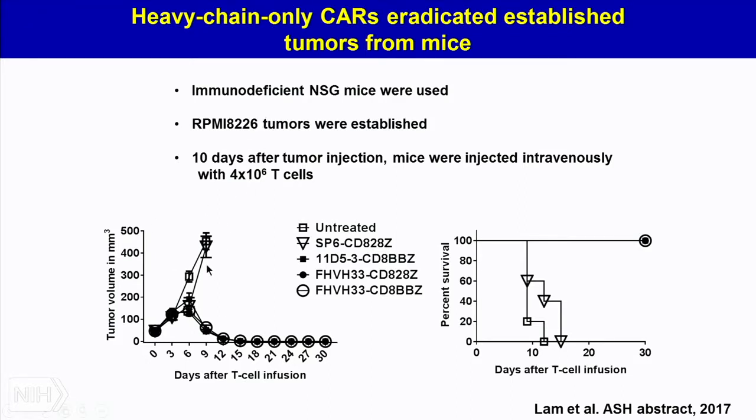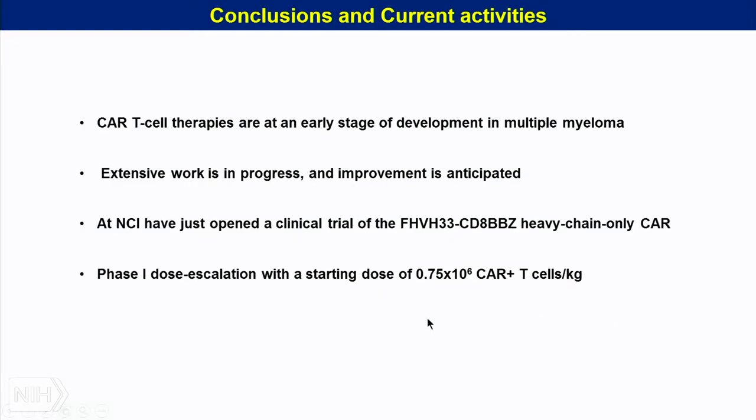In the mouse model, as far as efficacy goes, we had established tumors of RPMI-8226 in NSG immunocompromised mice. At day 0, we treated the mice with the CAR T cells, and we found that all 3 CARs, the 11D5-3, the FHBH-CD828Z, and the FHBH-CD8BBZ, all were capable of eradicating tumors from mice and leading to survival. If we look at a different model, which I didn't bring today, we have a disseminated model, and in that model, the 4-1BB CARs are actually superior to the CD28 CAR.